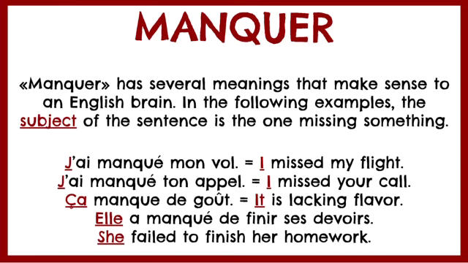Ça manque de goût. It is lacking flavor. Elle a manqué de finir ses devoirs. She failed to finish her homework. This is straightforward because the subject of the sentence, je, ça, elle, is the one that's missing something. I'm the one who missed my flight. I'm the one who missed your call. It's the thing that's lacking flavor. She's the one who didn't finish her homework. Okay, that is not what this lesson is about because that's the easy stuff.